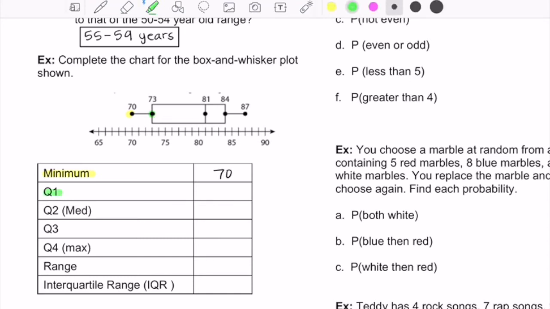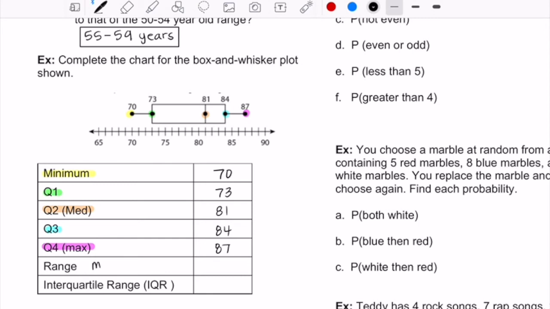Q1 is the point that starts the box. And so for this graph, my Q1 is 73. Q2 is my median. And so for this graph, that's 81. Q3 ends the box. And so for this graph, that's 84. And then lastly, Q4 is my maximum. And for this graph, that's the number 87. So those 5 numbers that are color-coded there are the 5 important points that you pull off the graph.